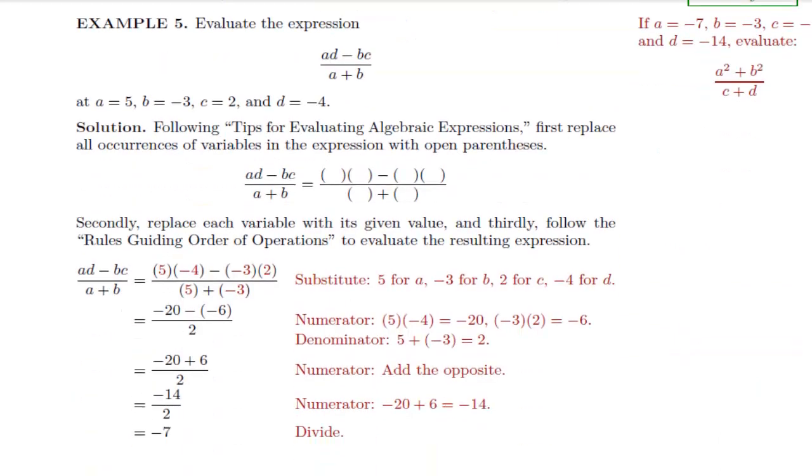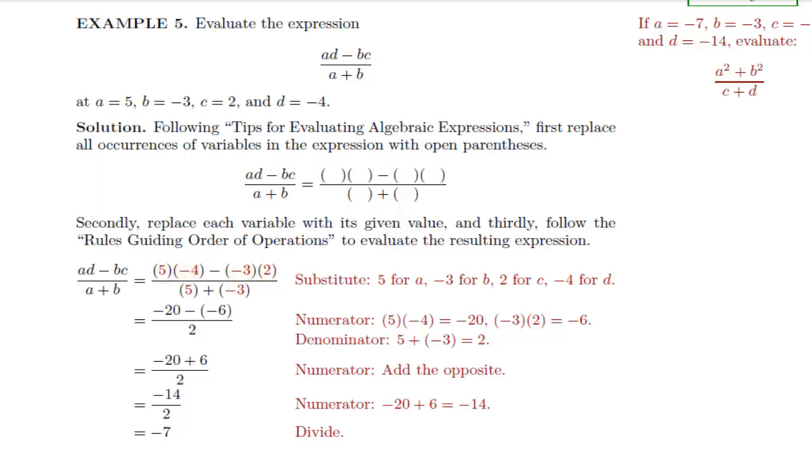Example 5. Evaluate the expression where a equals 5, b equals negative 3, c equals 2, and d equals negative 4. Solution. Following tips for evaluating algebraic expressions. First, replace all occurrences of variables in the expression with open parentheses. Secondly, replace each variable with its given value. And thirdly, follow the rules guiding order of operations to evaluate the resulting expression. Substitute 5 for a, negative 3 for b, 2 for c, and negative 4 for d.